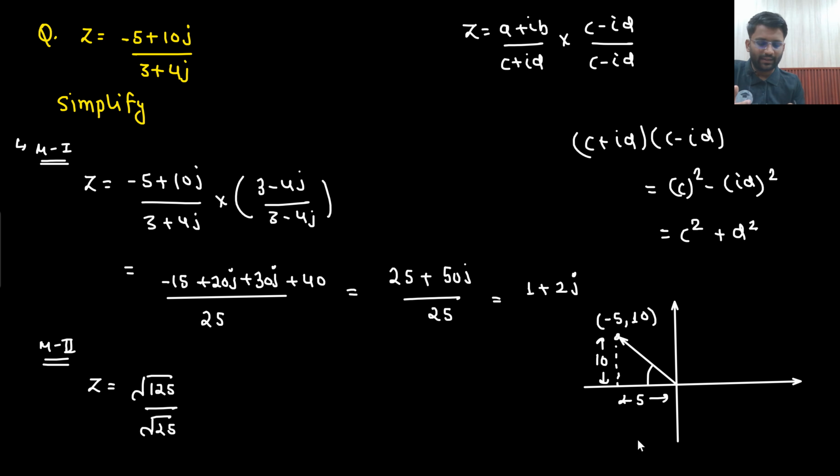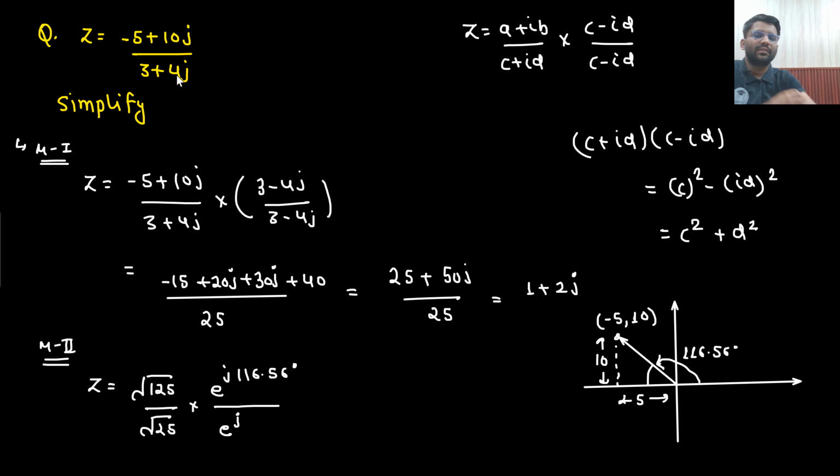Right? So what will be the tan inverse 2? This angle will be 63.43 degree, which we have already seen. So what will be this angle? This angle will be nothing but 180 degree minus 63.43, which is 116.56 degree. Okay. So what answer are we getting here? e to the power j 116.56 degree.